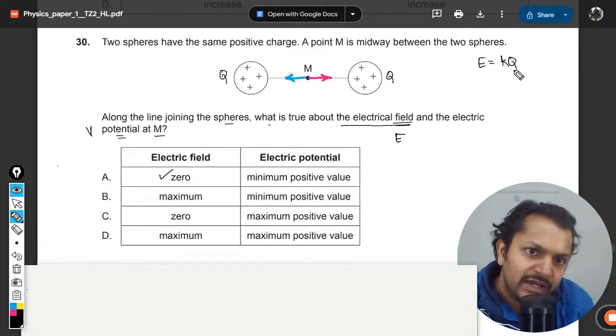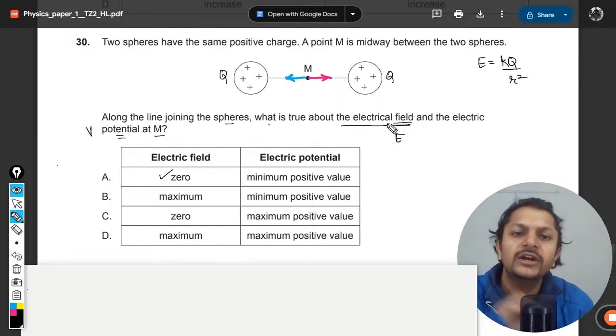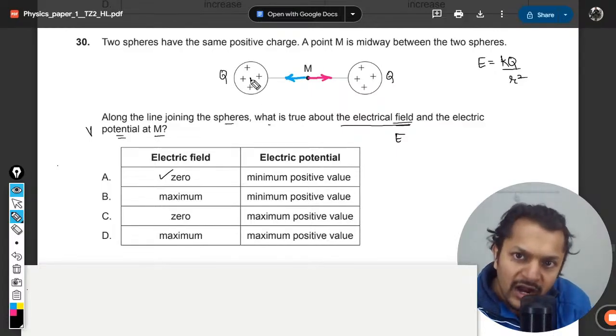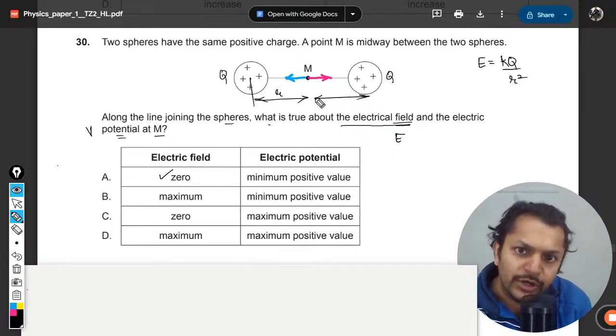What is the formula for the electric field strength? That is kQ divided by r squared. So k is constant in both of the cases, Q is constant in both of the cases, and r is from the center to this, and that is also the same because it is a midpoint.